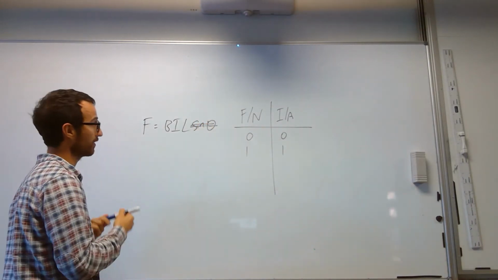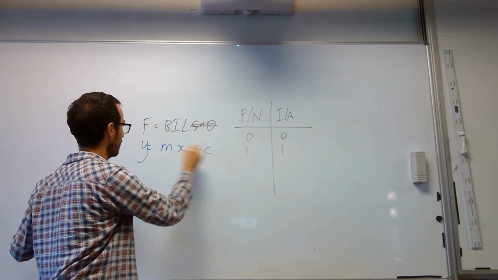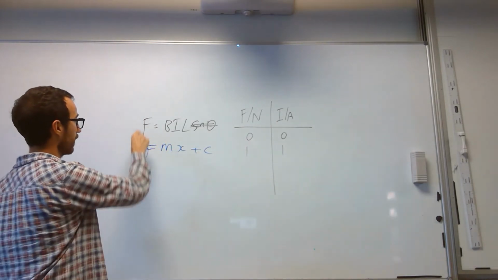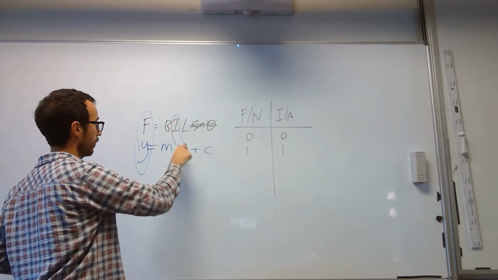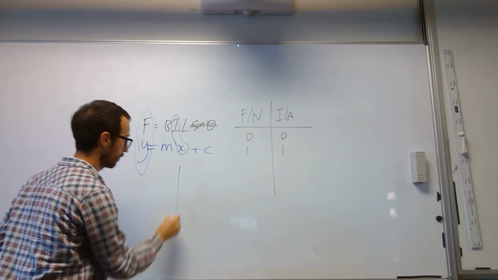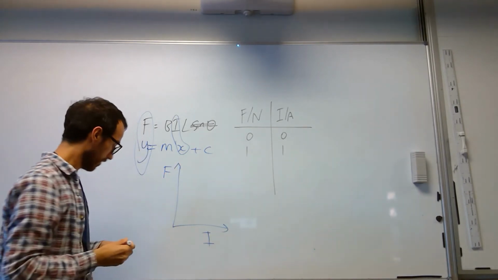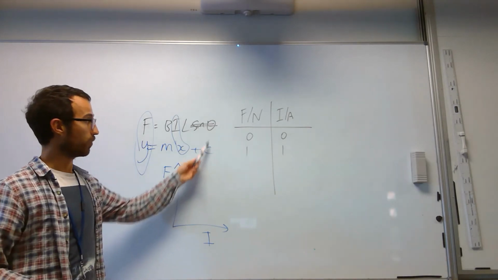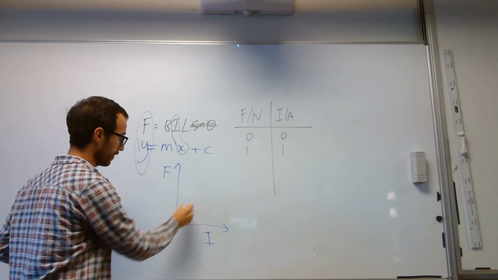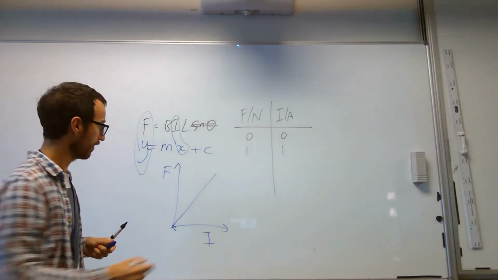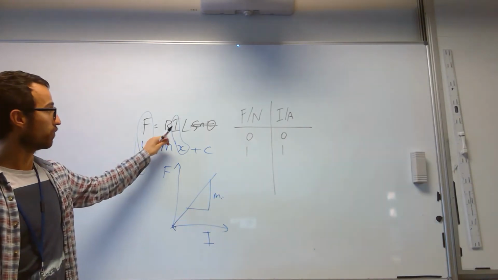If we now compare that to, you know what's coming, y equals mx plus c. If we plot F on the y-axis, we can plot I on the x-axis. What should we get? Well, there should be no intercept. The c should be 0, so it should go through the origin. It's going to be a straight line and positive like that. The gradient, m, is going to be equal to B times L.